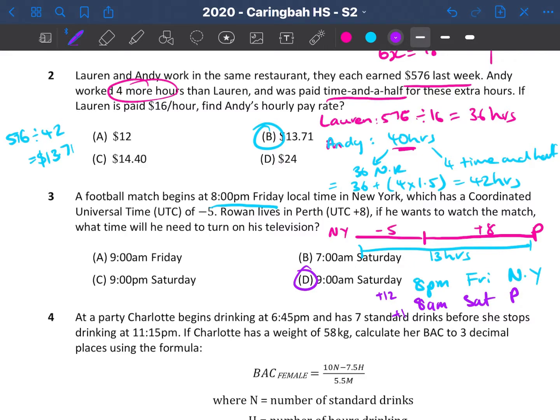Okay, the only reason why I added 12 is I just personally find it a bit easier. You could have straight away added the 13 yourself in the one step. I just like to break it down.